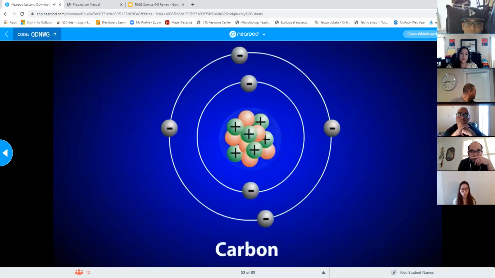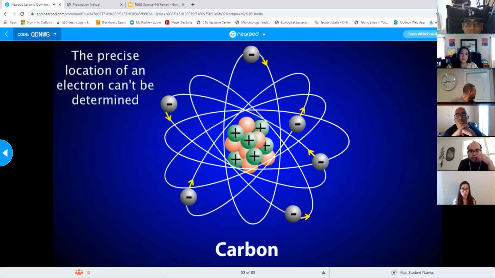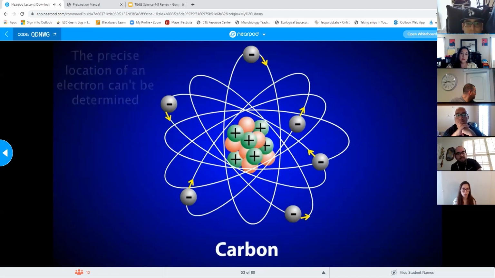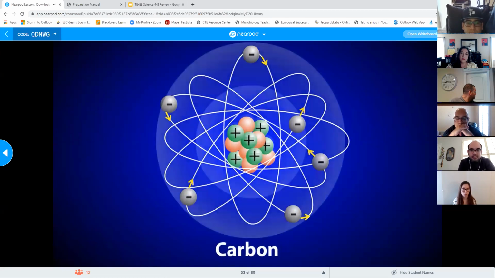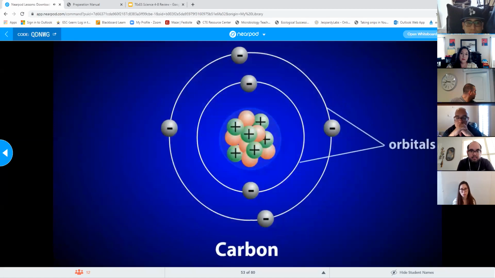It's a little difficult to show the exact location of an electron. This is because electrons have almost no mass and orbit the nucleus of the atom at incredible speeds. Therefore, their precise location at any given moment can't be determined. For this reason, electrons are often shown as a negatively charged cloud around the nucleus. However, other diagrams show the electrons as existing in rings or orbitals.